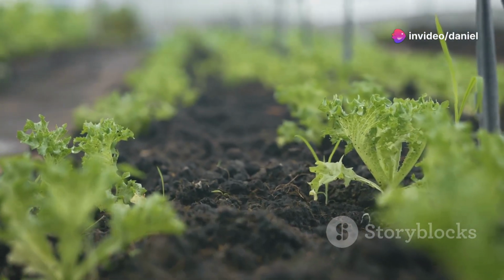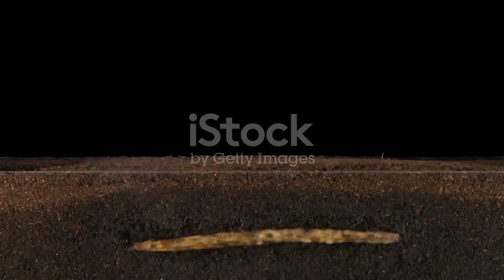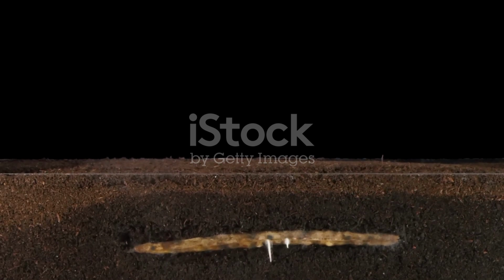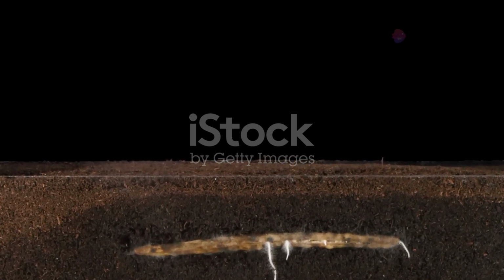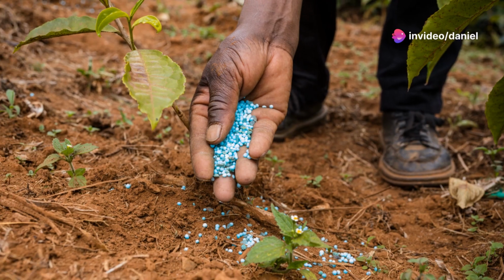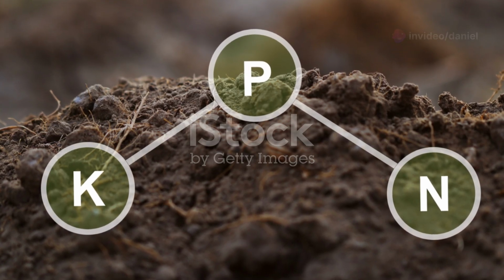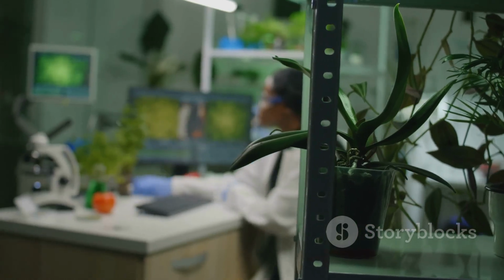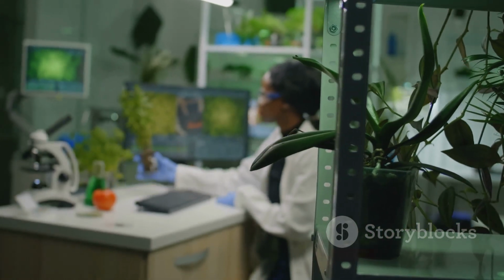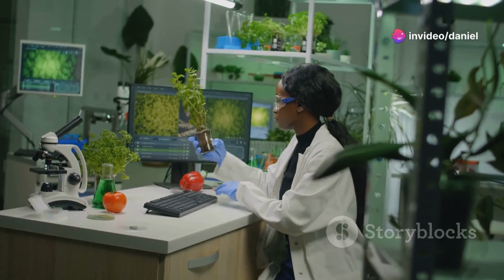Plants require specific nutrients to grow, which are categorized as essential nutrients. They are further classified into macronutrients needed in larger quantities and micronutrients required in smaller amounts. Macronutrients include nitrogen, phosphorus, potassium, calcium, magnesium, and sulfur. Micronutrients, while needed in trace amounts, are equally important and include iron, manganese, zinc, copper, molybdenum, boron, and chlorine.